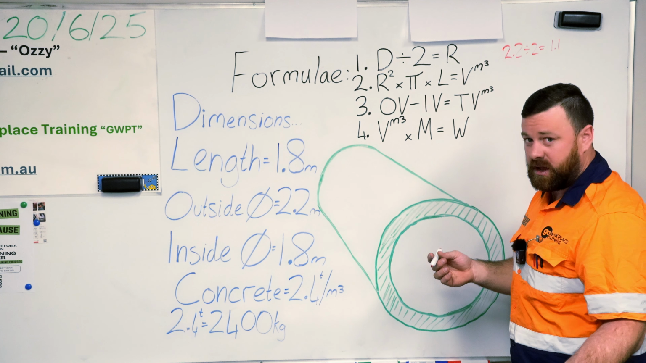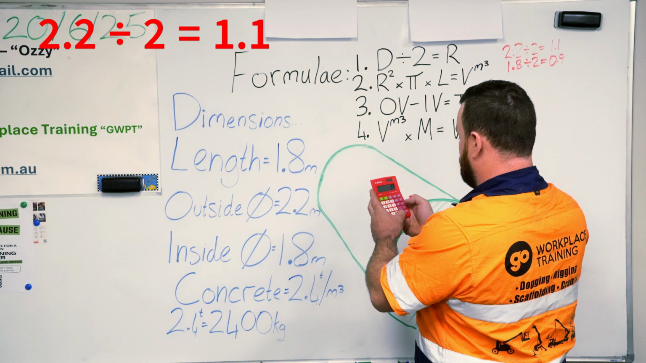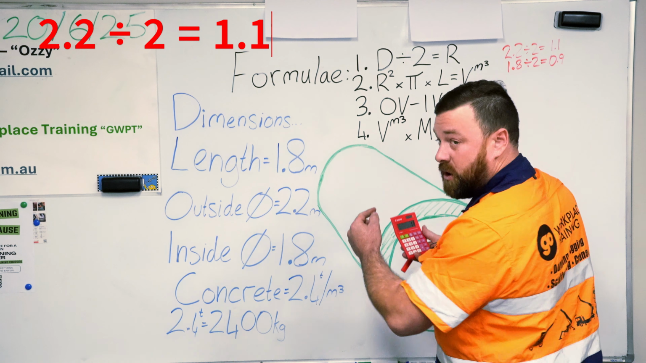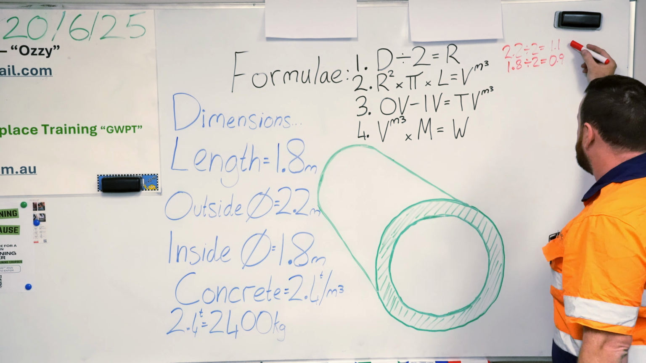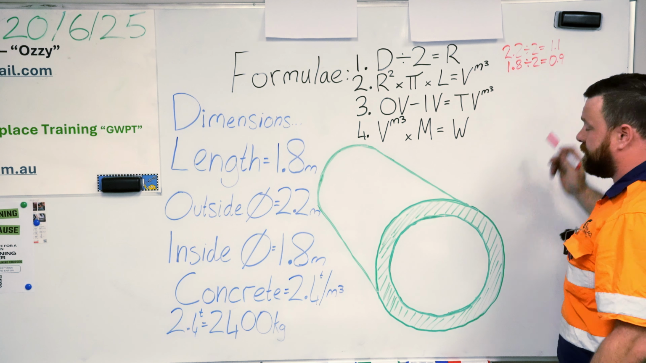Now I just did those off the top of my head, but let's do it together on a calculator. Grab your calculator and we're going to go 2.2 divided by 2 equals 1.1. Write the answer up there. And then our inside diameter is 1.8 divided by 2 equals 0.9. Write it up there. That's your outside radius and that's your inside radius. We've just finished part 1. Let's move on to part 2.